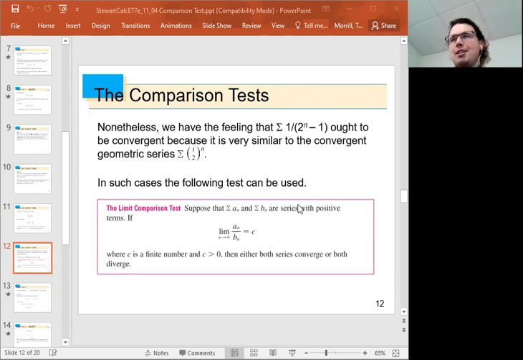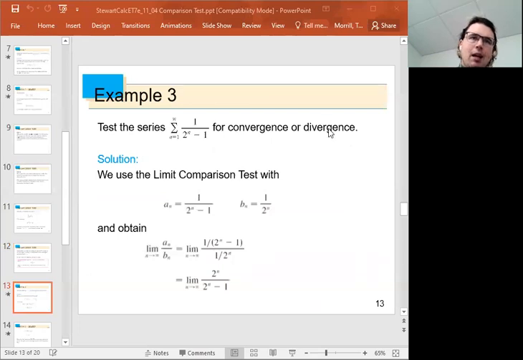So this becomes a useful test to compare one series that we don't know to a series that we do know. So for this one in particular, let's look at this series, 1 divided by 2 to the n minus 1. And we are going to compare that to the series 1 over 2 to the n, which is a geometric series. And we already know the geometric series converges, right? My common ratio here is 1/2.